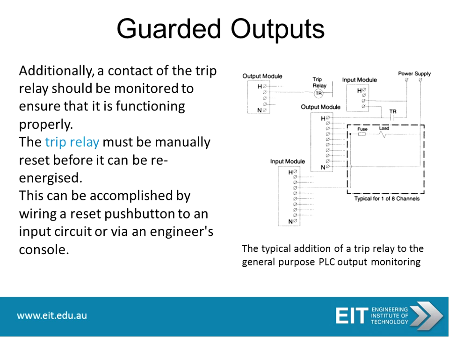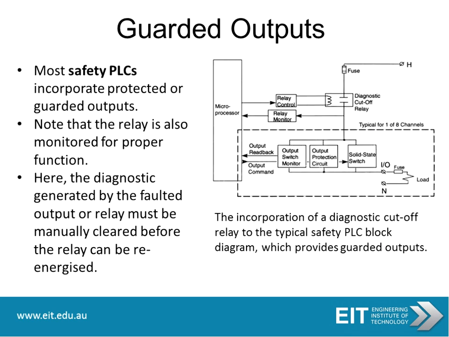So additionally, a contact of the trip relay should be monitored to ensure that it is functioning properly. So there's the trip relay, and we need to monitor one of these contacts to make sure. And it must be manually reset before it can be re-energized. And that can be accomplished by just wiring a reset button to the input circuit or via the engineer's console. So that is the typical addition of a trip relay to a general purpose PLC output.